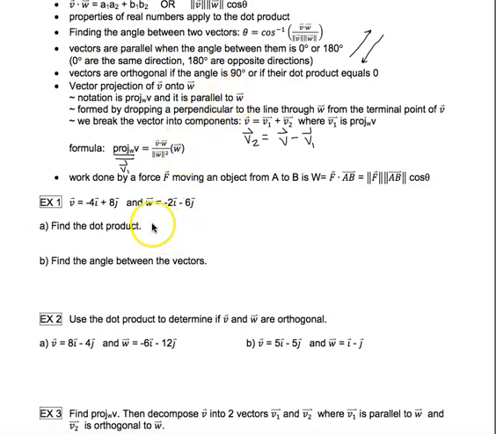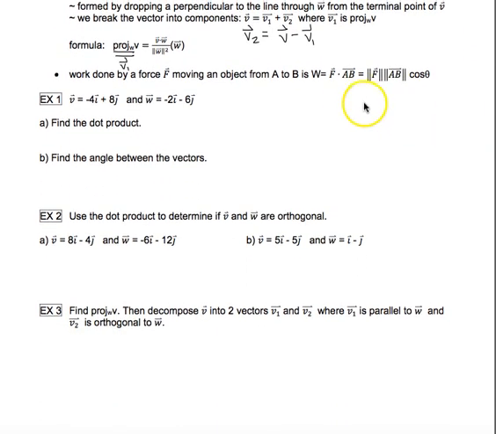Last formula that we have here doesn't get used a ton, but it's work done by a force, if we're moving an object from one place to another. So here is our formula for that. You take the force vector times the vector from A to B, or that can also be done by finding the magnitude of the force vector, the magnitude of the vector from A to B, and multiplying by the cosine of the angle that's between.